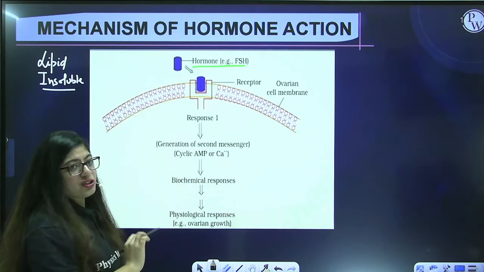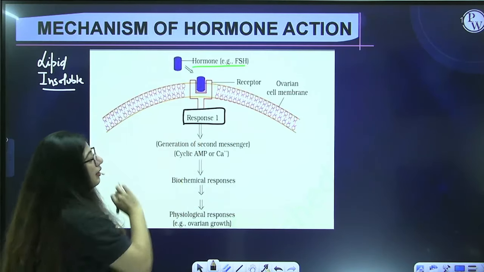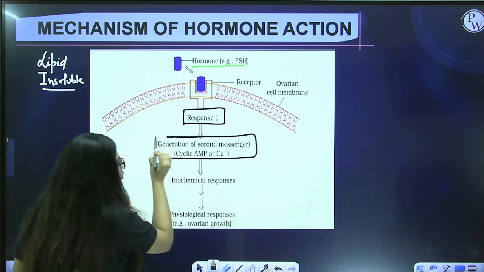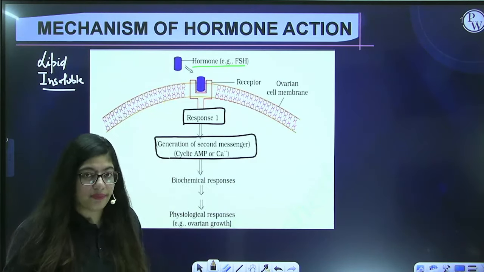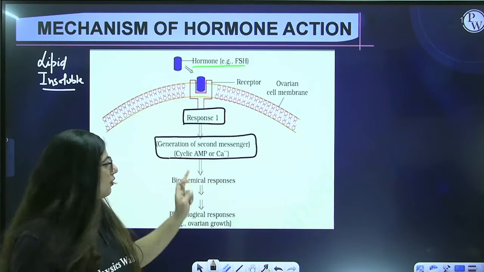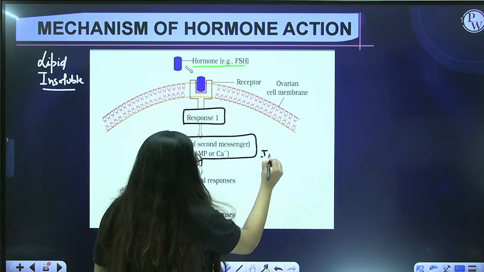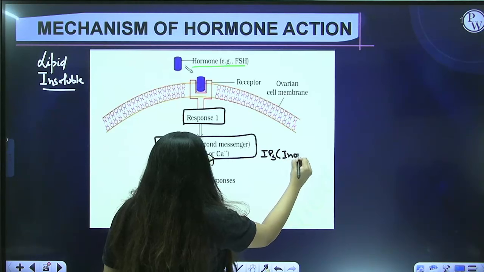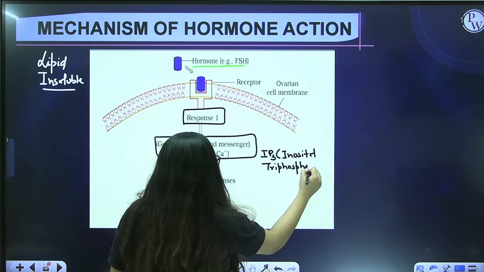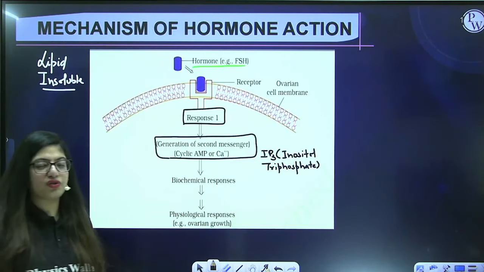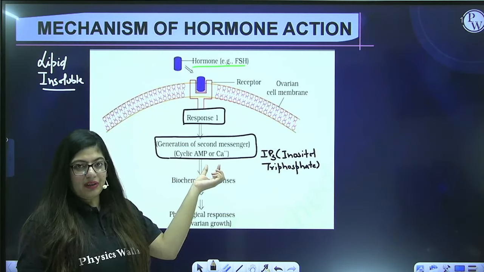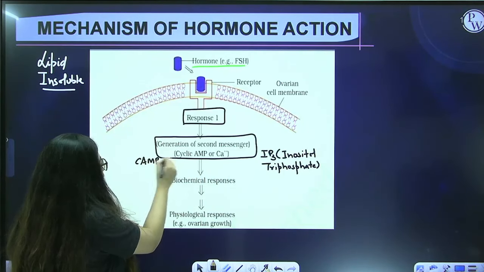Now, once they attach to this, they will generate response element 1, like a teacher. Now, the teacher will send information to the first student in the class. That's a second messenger. The second messenger can be cyclic AMP. AMP means adenosine monophosphate. It can be calcium and it can be IP3 as well, inositol triphosphate. So if someone asks you what the second messengers are, they are the messengers which go inside the cell and start the cascade of reaction. They can be cyclic AMP, also written as cAMP, calcium and IP3.